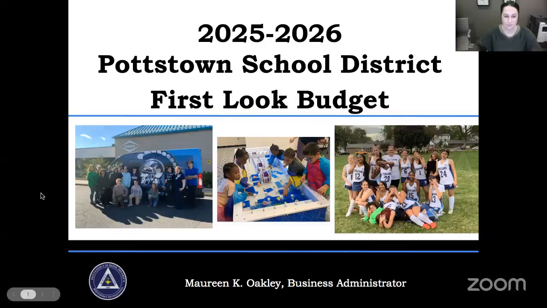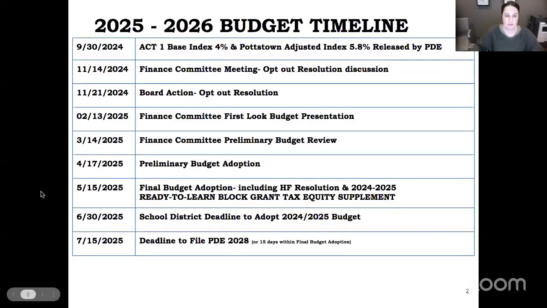I assume we will get into much more detailed conversations about some of these budget numbers and what our historical expenditures have been, so that we can have conversations as we move through this process. So again, back in September, the Act 1 index was released. The base index for 25-26 is 4%. Pottstown's adjusted index is 5.8%. In November, the Finance Committee took action on the resolution for opting out of exceeding taxes above the Act 1 adjusted index. We passed that at the November board meeting, and tonight we're going to take a look at revenues and expenditures and where we're going to start this budget process.